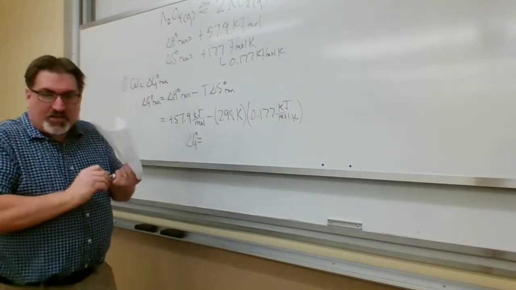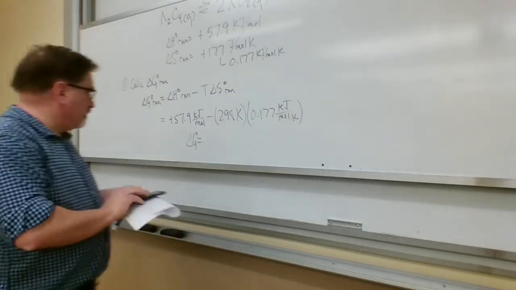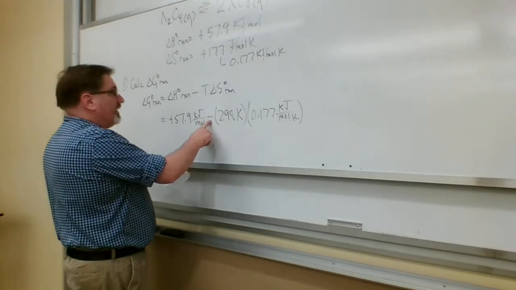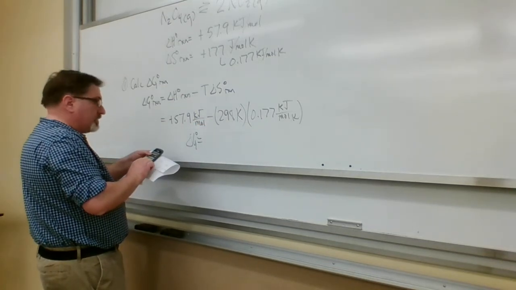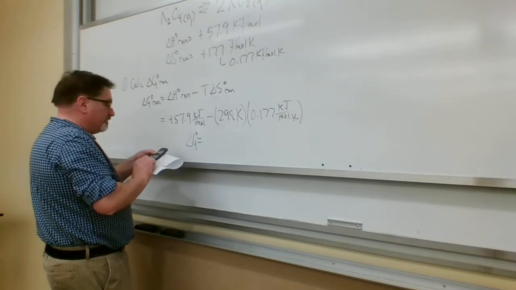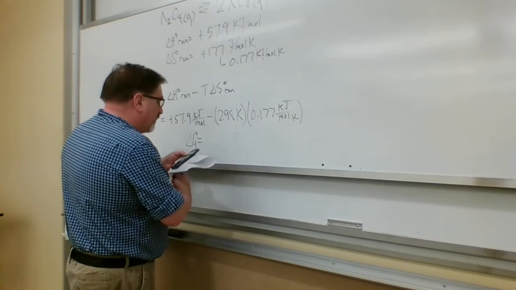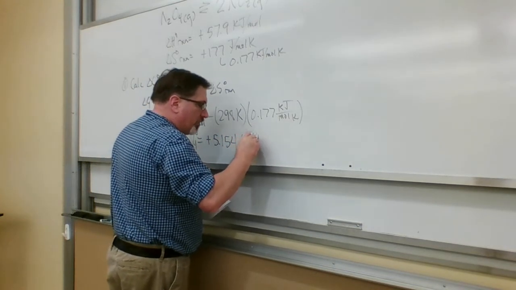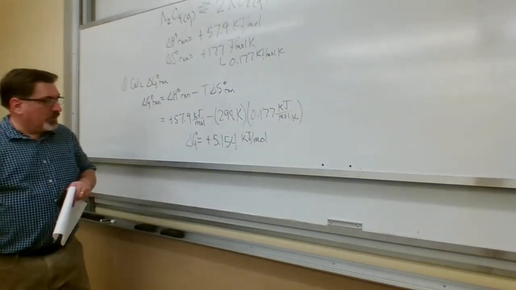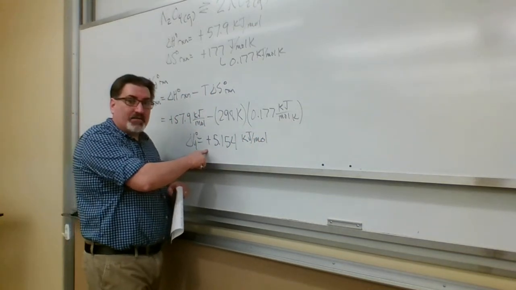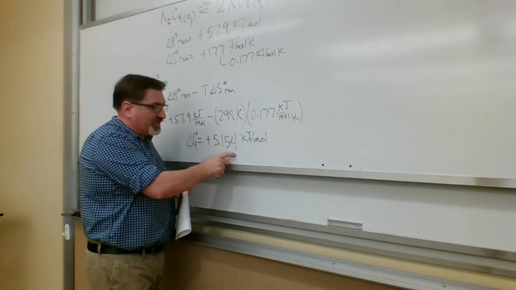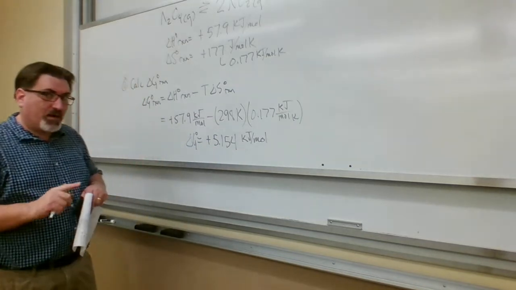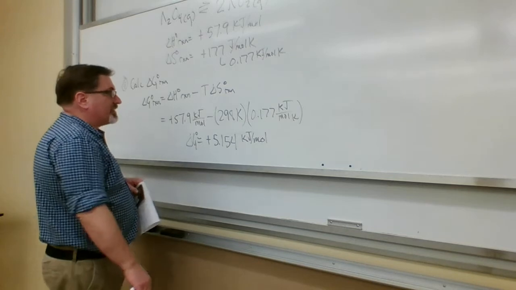So delta G at standard conditions, 57.9 minus 298 times 0.177, is plus 5.154 kilojoules per mole. Delta G is positive, so it's not spontaneous at standard conditions. Delta G is not very big, so we wouldn't expect a lot of either reactant or product necessarily to be made. It's close to equilibrium as it is at standard conditions.